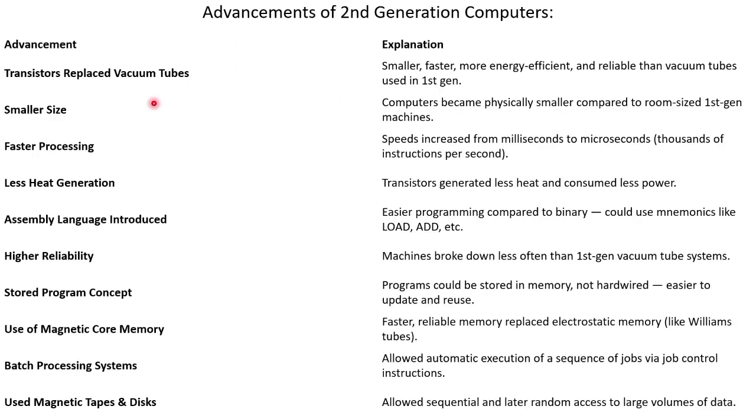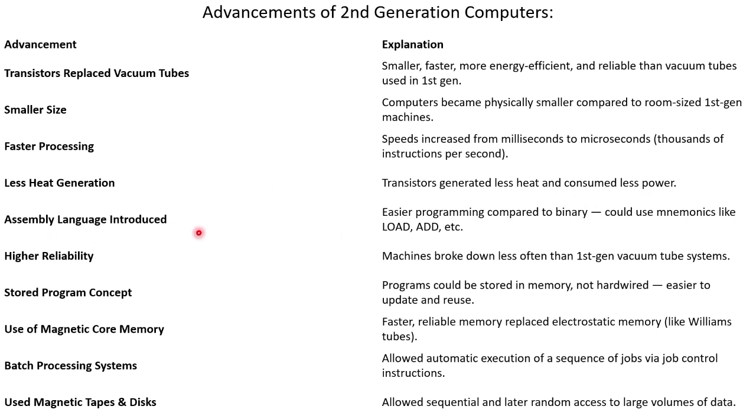Advancement: transistors replaced vacuum tubes, being smaller, faster, more energy efficient, and more reliable than the vacuum tubes used in first generation computers. Smaller in size: computers became physically smaller compared to the room-sized first generation machines. Faster processing: speed increased from milliseconds to microseconds, thousands of instructions per second. Less heat generation: transistors generated less heat and consumed less power.